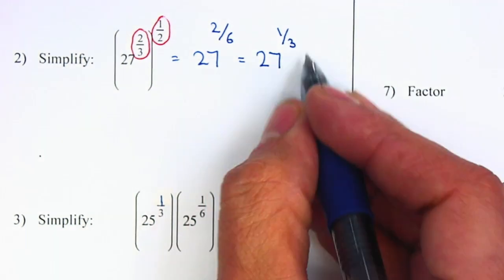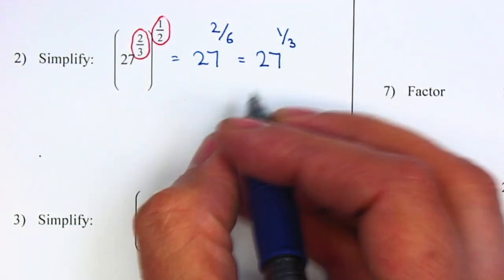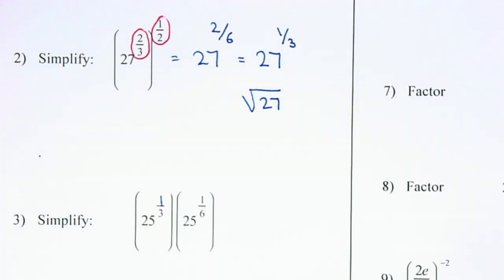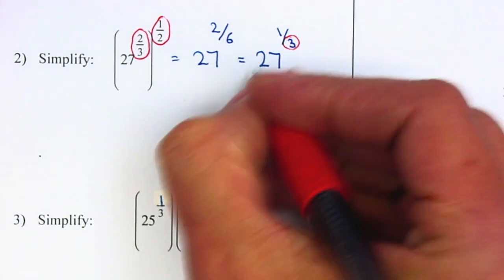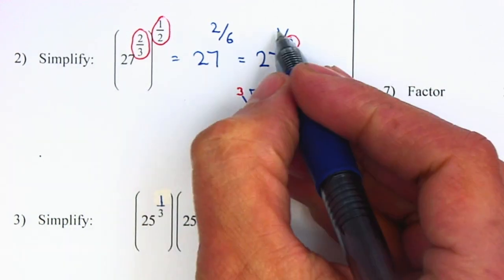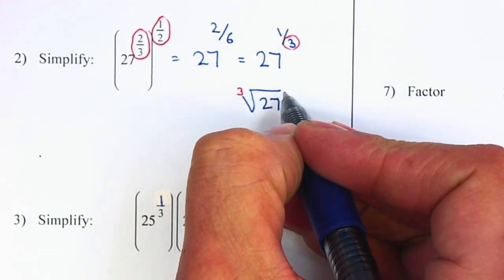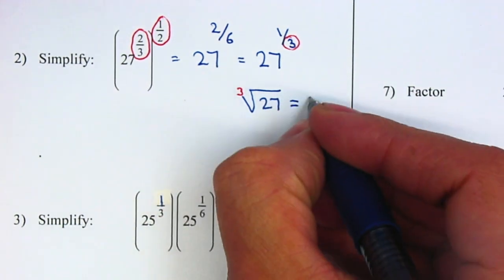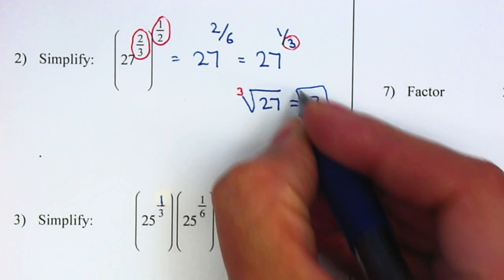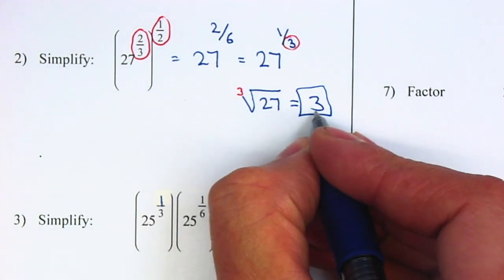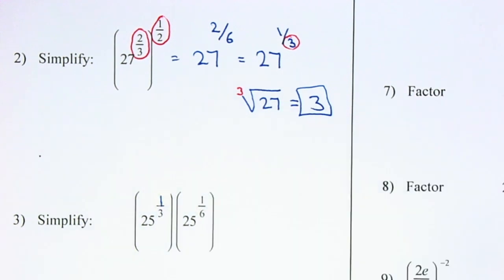You also want to simplify by rewriting it as a radical. Radical 27. Remember, the denominator is the root. And to the power of 1, but we don't need to write it down. So the cube root of 27 will be 3. A number that multiplies by itself 3 times gives you 27. That's 3 because 3 times 3 times 3 is 27.